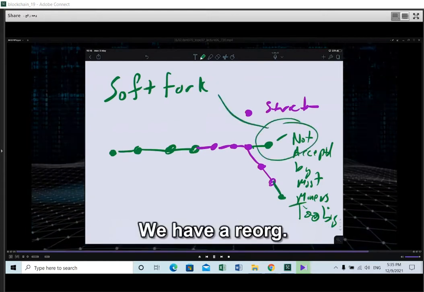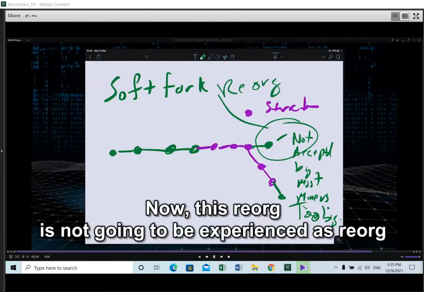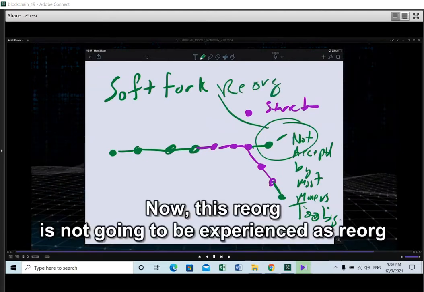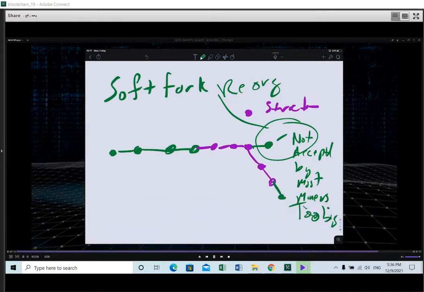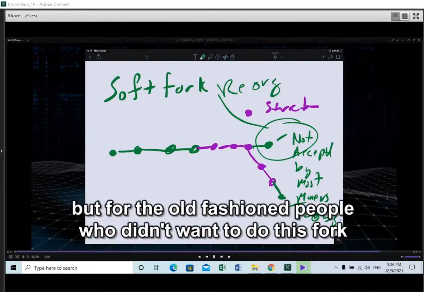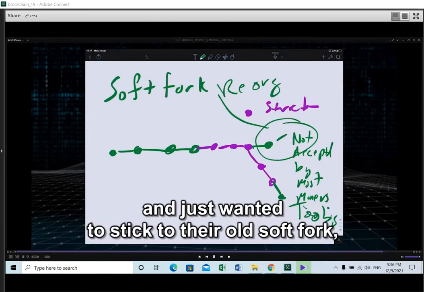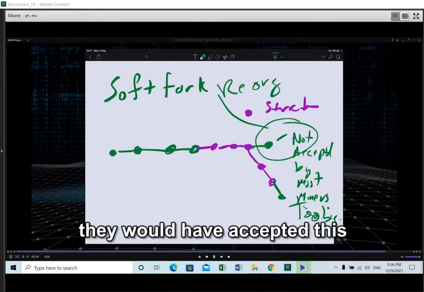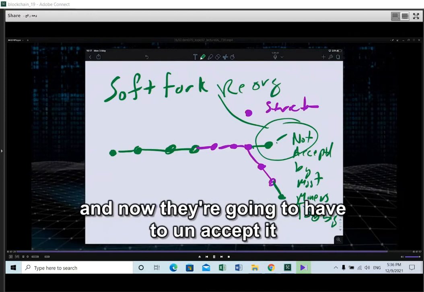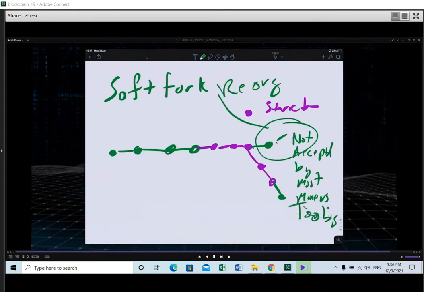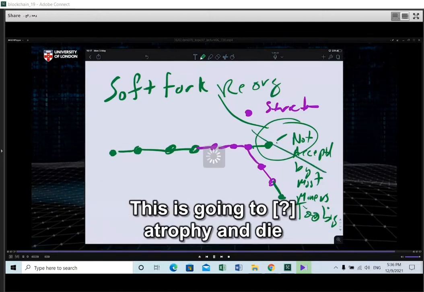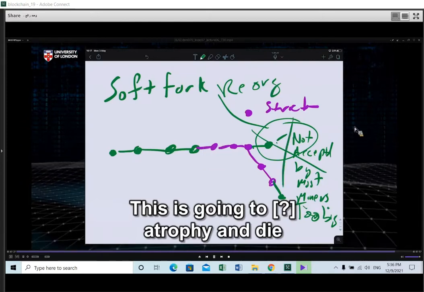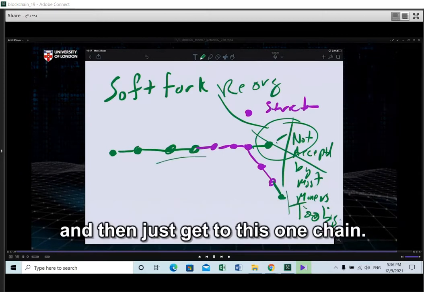So what happens to this bit here? We have a reorg. Now this reorg is not going to be experienced as a reorg by the people who aren't accepting this node anyway. But for the old-fashioned people who didn't want to do this fork and just wanted to stick to their old software, they would have accepted this, and now they're going to have to unaccept it. So they've got a reorg, and this isn't going to last very long. People aren't going to hang around for these reorgs. So this is going to all atrophy and die, and then you just get this one chain. So that's the way soft forks work.